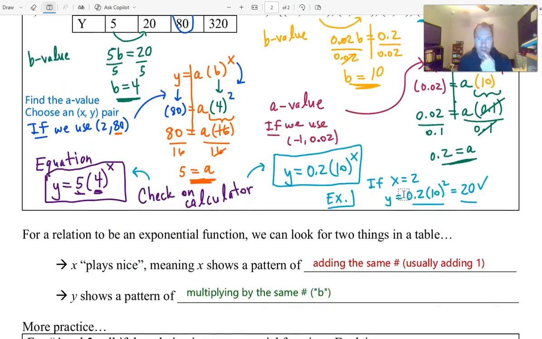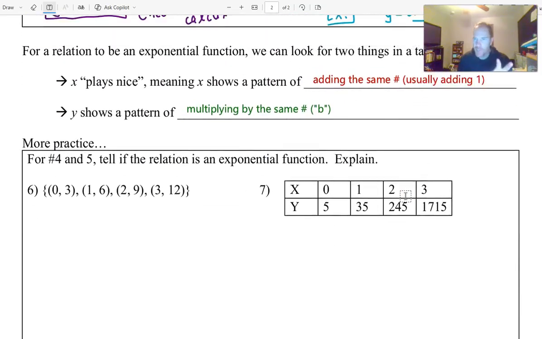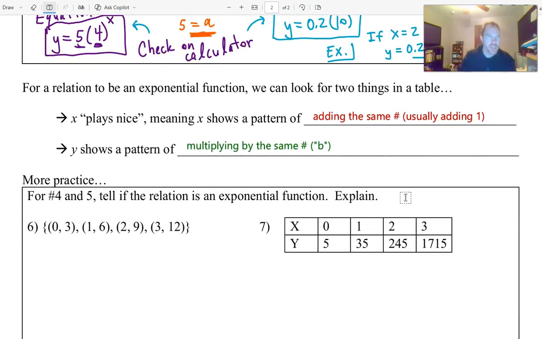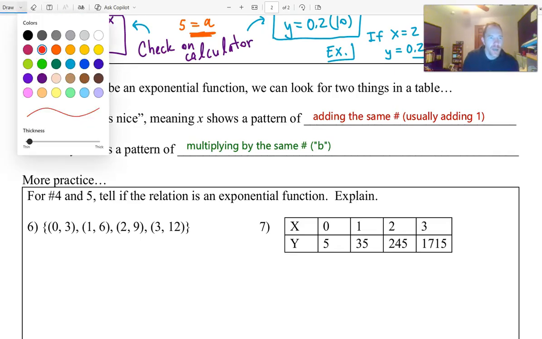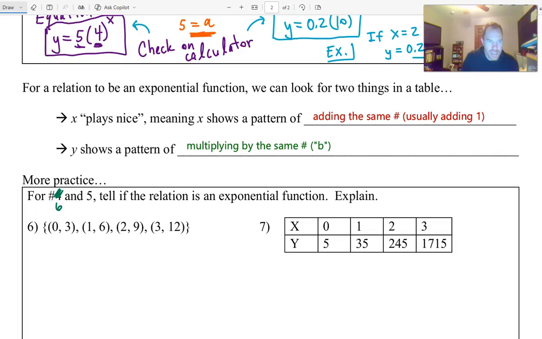Whoops. And I think that I changed things up from last time I did this. So this is a typo here. Maybe before you get this, I don't know if I printed this yet, but this should say for 6 and 7, tell if the relation is an exponential function, explain. So all we have to look for, 2 things, we got them up here. Does x play nice? Does x have a pattern of adding? If it does, does y show a pattern of multiplying by the same number? That's all we have to do. We don't need the equations for 6 and 7. So make sure you're reading carefully.